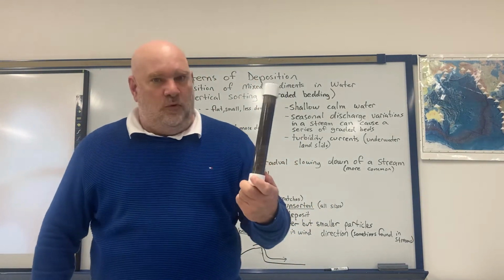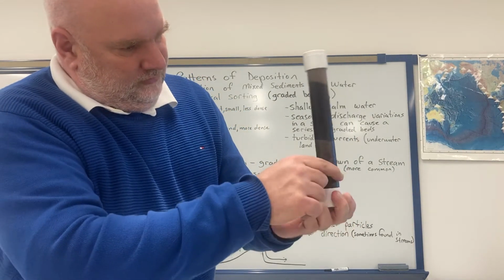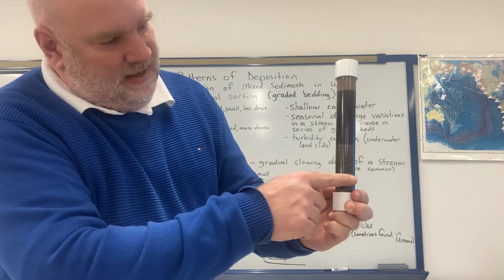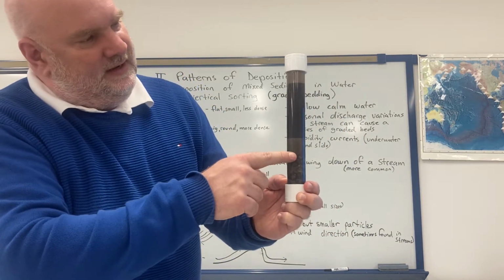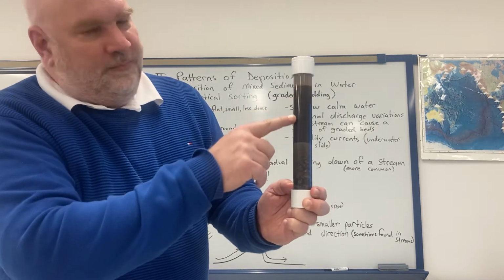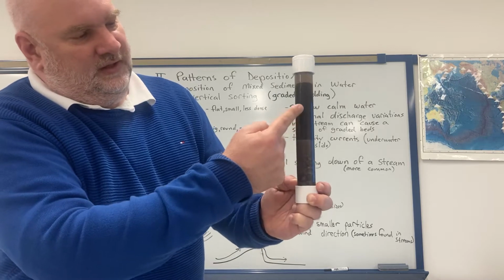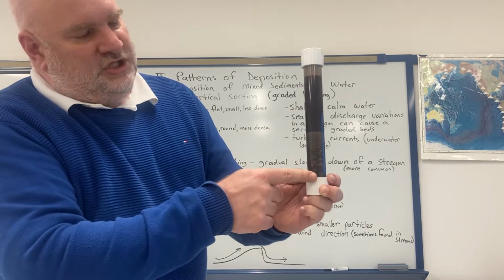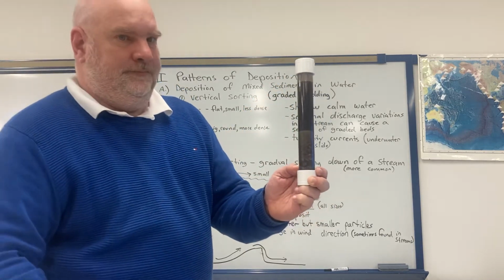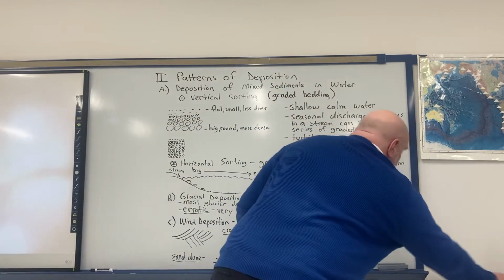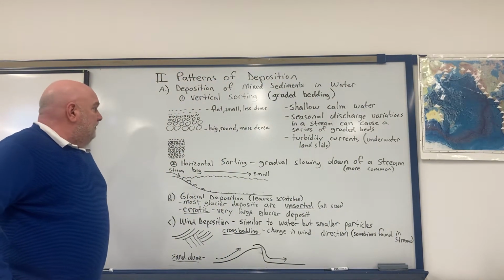All right, what you will notice is that the bigger particles, the pebbles, are right there, and then right there I have the sand, and then the smallest particles up here haven't even settled yet. So pebbles, sand, and then the silt and clay type stuff up here. It's being sorted from biggest to smallest as they go up. All right, so that's an example of vertical sorting.